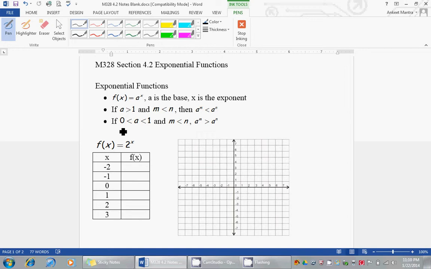So what is an exponential function? An exponential function is a function in the form of a to the x power. Now a is the base and x is the exponent. x is also our variable. a is the base here, we're using a letter for it, but the base is always going to be a constant value.